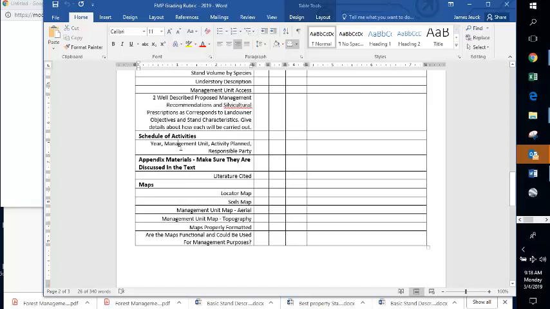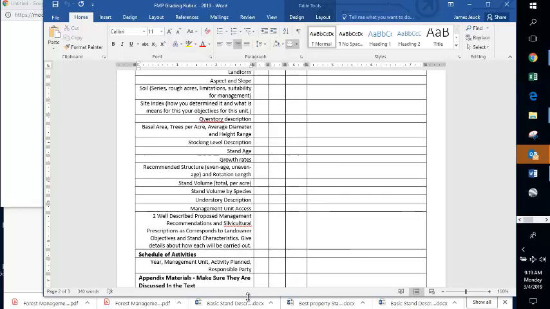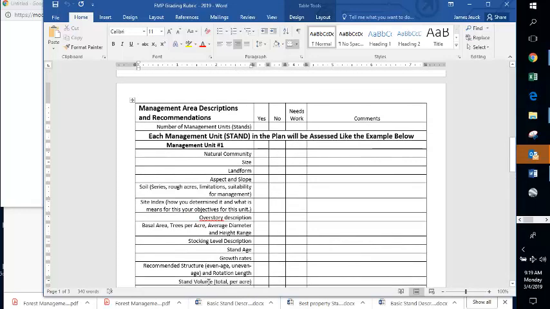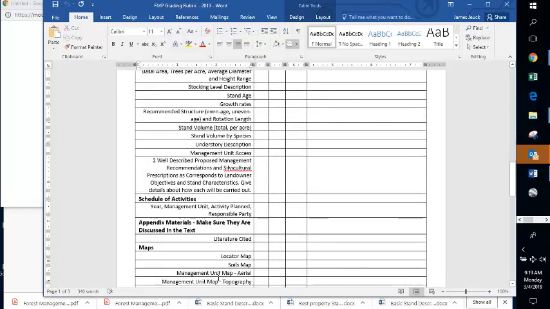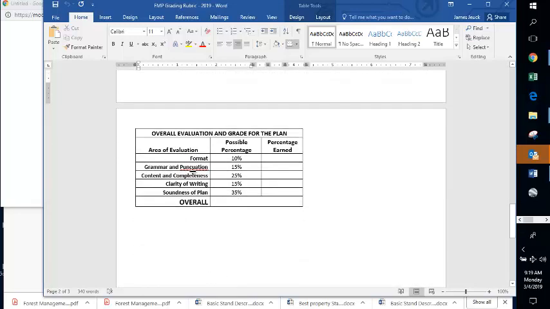And then the other thing, do you have the schedule of activities in there, and then the appendix, and then what kind of maps do you have? And are they functional maps? Are they usable? Okay. So if you have these dinky little maps that are not usable, then I'm probably going to say, no, those aren't. Okay. So then you can see how much I'm giving you for each area there.